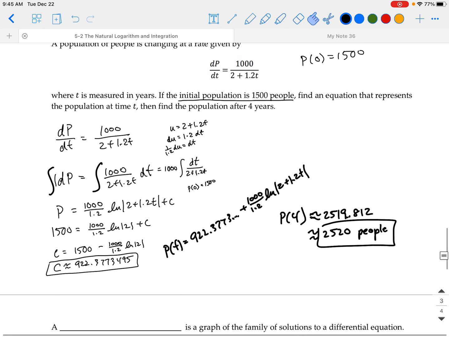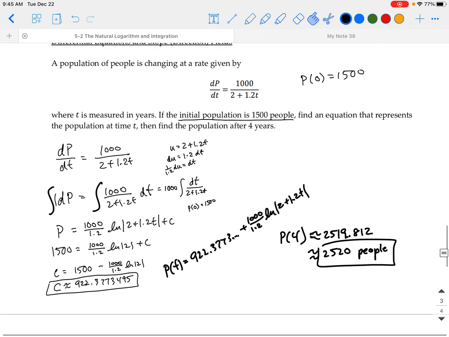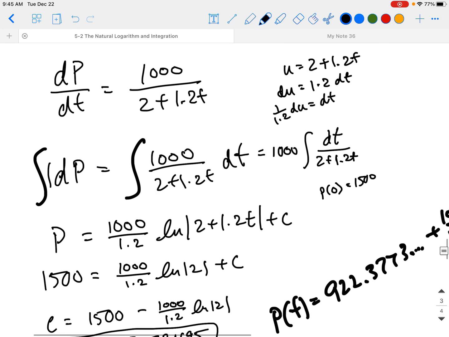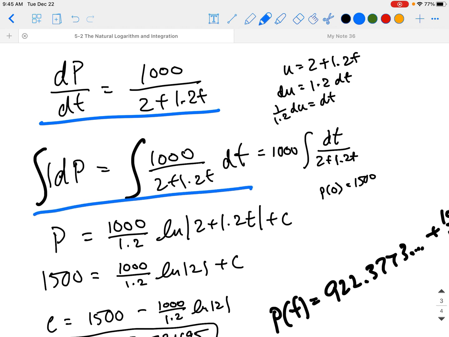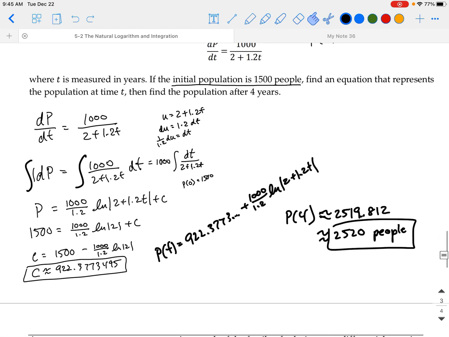So our population will go from the initial value of 1,500 to a little bit more than 1,020 more people in 4 years. But the key idea here is that we're taking our differential equation to start, and we're integrating it to solve, and that integration is going to result in a natural log function. And what we'll look at moving forward is we'll also get population functions where when we integrate, we end up with an exponential function. All right.